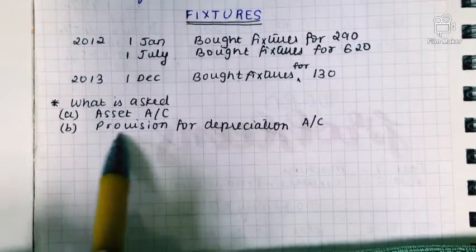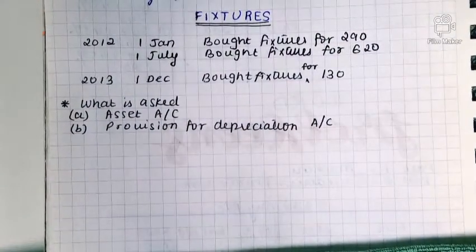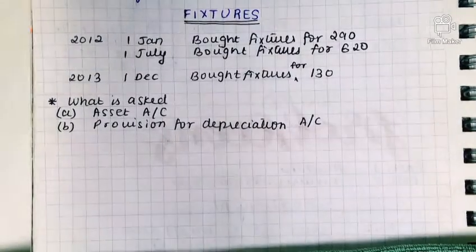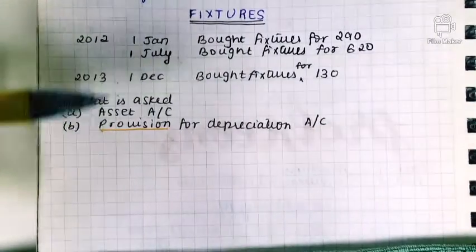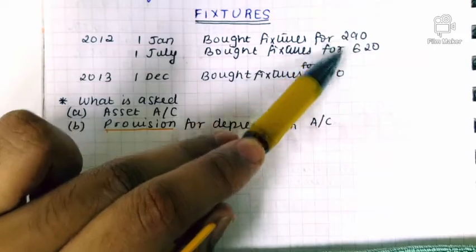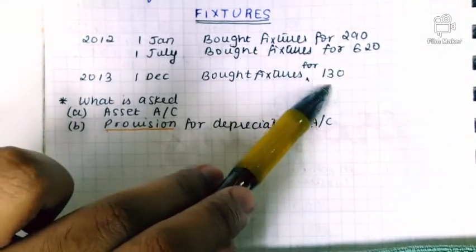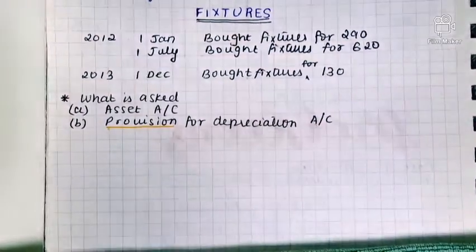What is this, if you're wondering? Remember in our previous video, I explained that the provision for depreciation is basically the added up amount of depreciation. We're just going to keep adding the depreciation for these two, for 2012, and then for 2013 we'll have a separate depreciation for this.